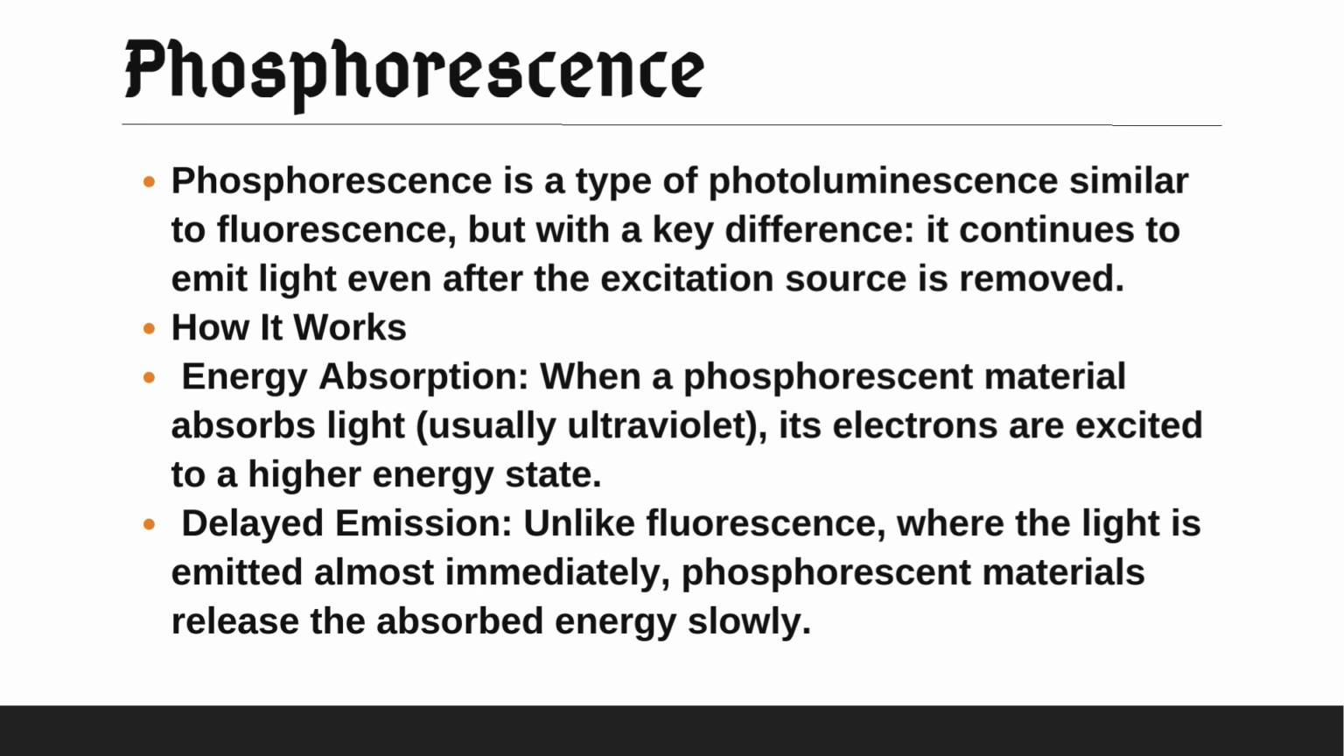Phosphorescence. Phosphorescence is a type of photoluminescence similar to fluorescence, but the key difference is it continues to emit light even after the excitation source is removed. How it works. Energy absorption. When the phosphorescent materials absorb light, usually ultraviolet, its electrons are excited to a higher energy state. Delayed emission. Unlike fluorescence, where the light is emitted almost immediately, phosphorescent materials release the absorbed energy slowly.